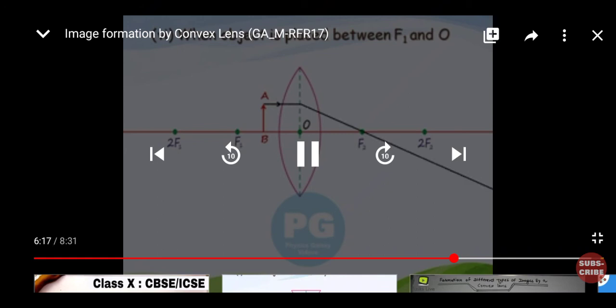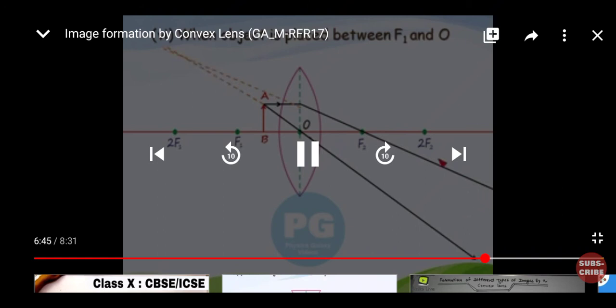When the object is placed between f1 and the optical center, the first ray of light from point A, that is parallel to the principal axis, after refraction, passes through the principal focus on the other side of the lens, that is f2. The second ray of light, which passes through the optical center, goes undeviated. Now, this is a divergent beam, so they are not going to actually meet. But for the observer, looking from this side, these two rays of light appear to come from this point.